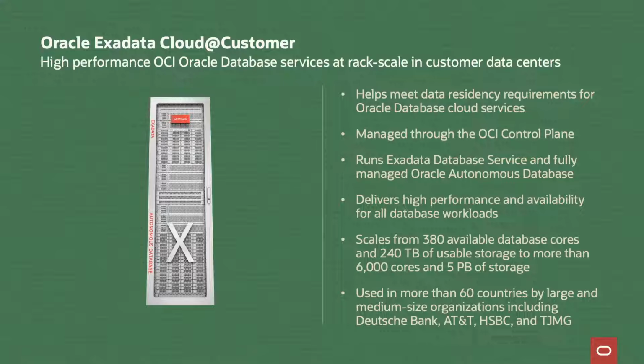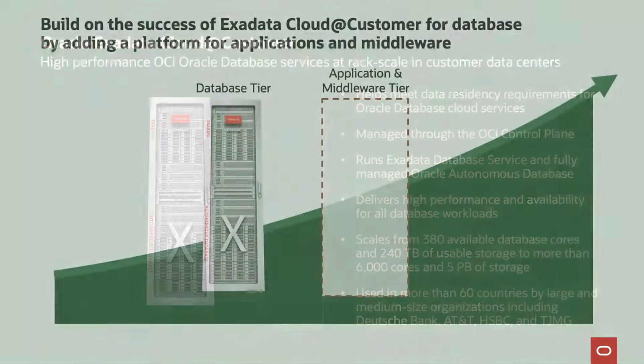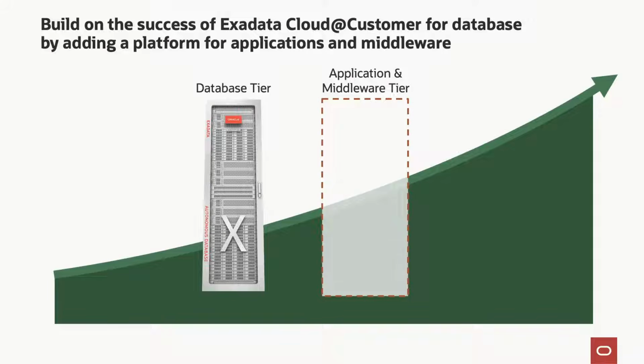It's highly scalable. I mean, you could start with 240 terabytes of usable storage, go all the way up to 5 petabytes. Now you notice, though, there's something that's missing. We have a single rack solution for database. So you have a single rack running Oracle Database Cloud Services, but you don't have something to run the rest of the application. You have nothing to run the actual middleware. You have nothing to run object storage. You have nothing to run those other compute services that are required to build a cloud-native application.